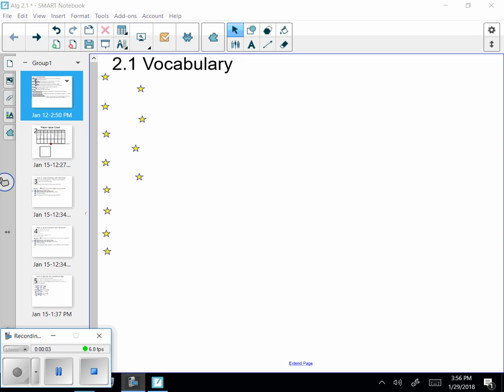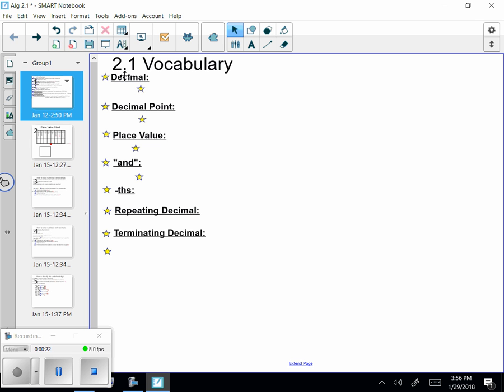Algebra Triumphs Chapter 2.1 Vocabulary. Here are your words for today. Decimal, decimal point, place value, and the suffix ths or th, repeating decimal, terminating decimal, and non-terminating decimal.